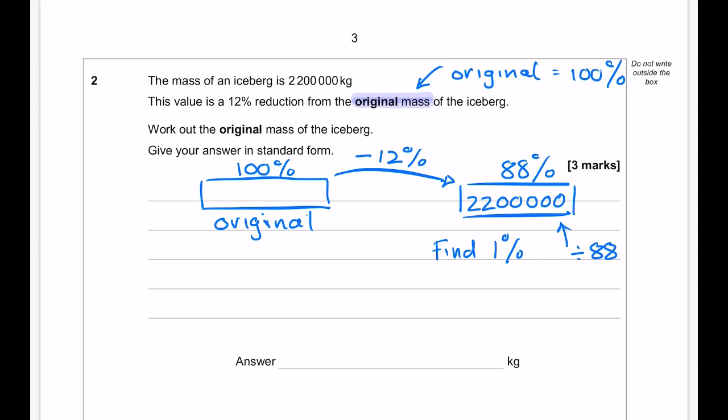recognize that we've not got the original and we have to work backwards on this one. So always make sure you recognize what the question is asking us to do. So we're not finding 12% of the original, so we're not dividing by 100, but we're going to divide by 88. Find 1%, and then you can find 100%, which would be the original.